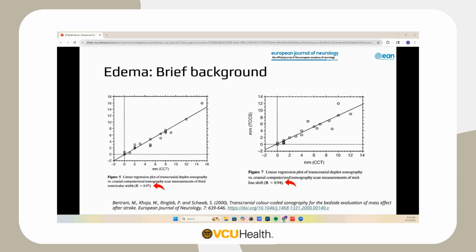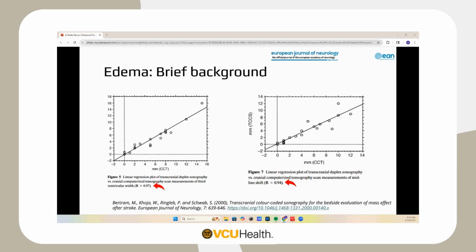So the left figure is a linear regression plot. On the x-axis is the third ventricle width in millimeters as measured by the head CT, and on the y-axis is the third ventricle width as measured on the ultrasound. And you can see, with this slope, that there's a high correlation here, and statistically they calculated an R value of 0.97, which suggests a very high correlation.